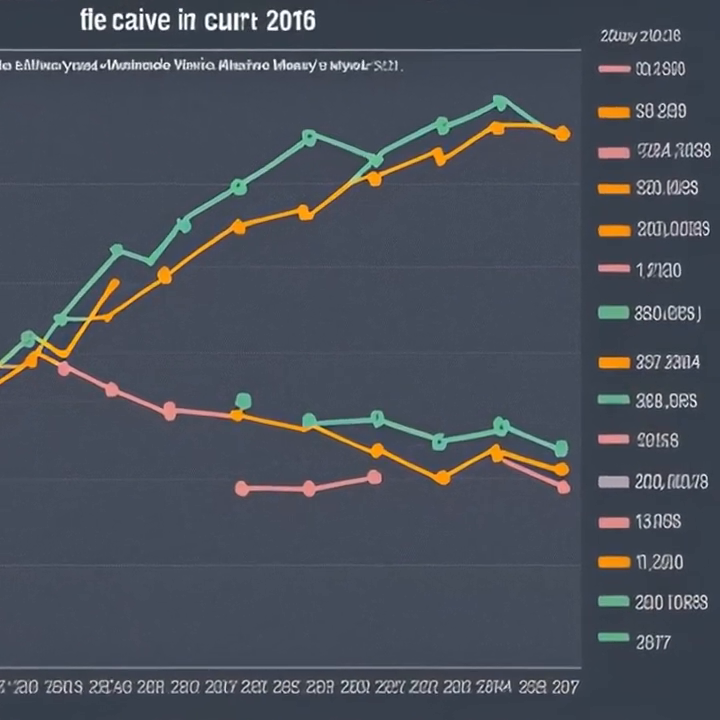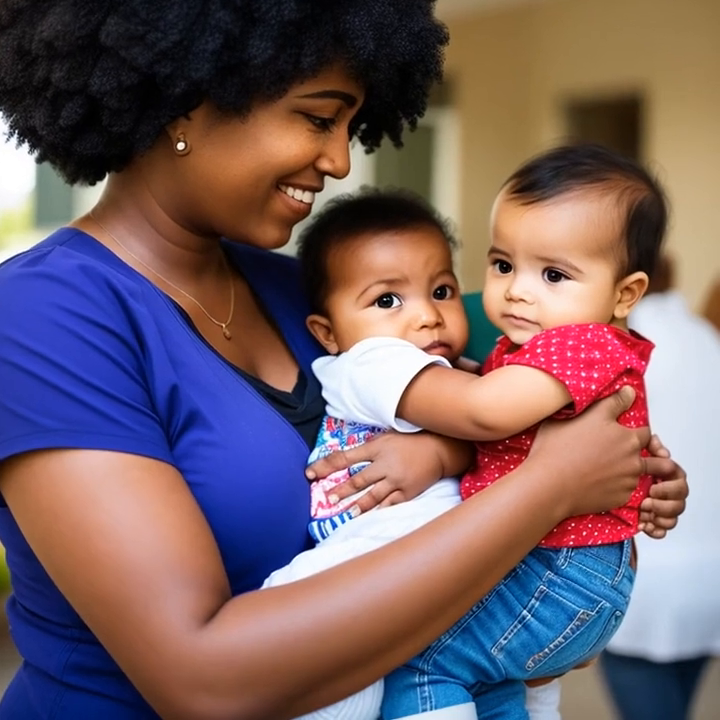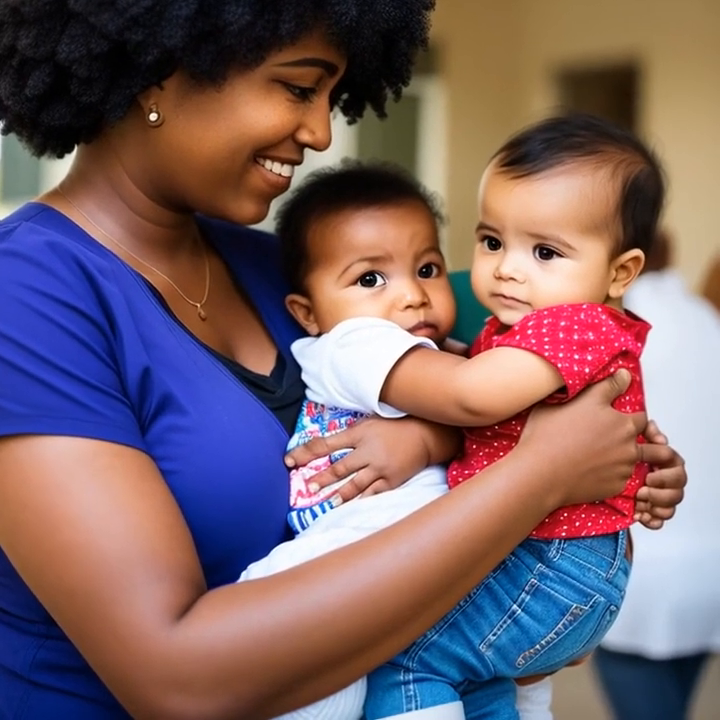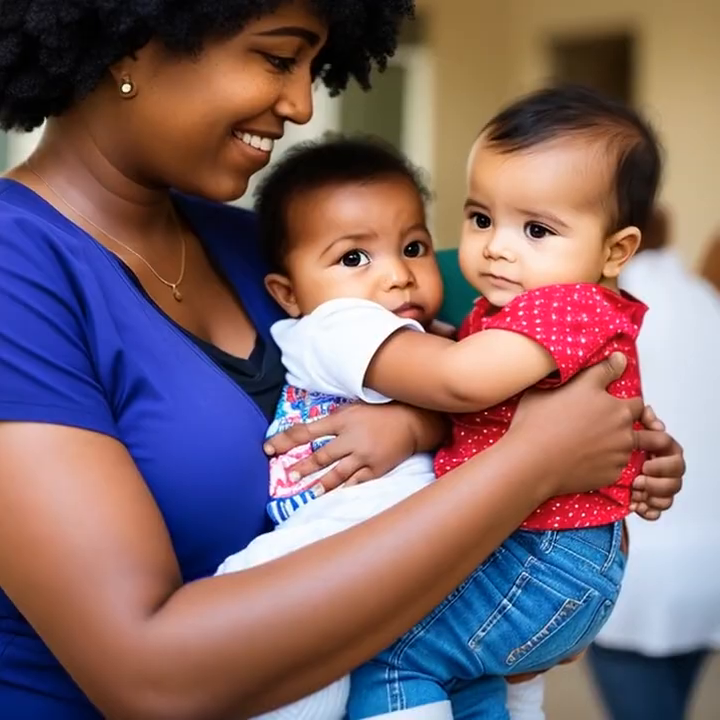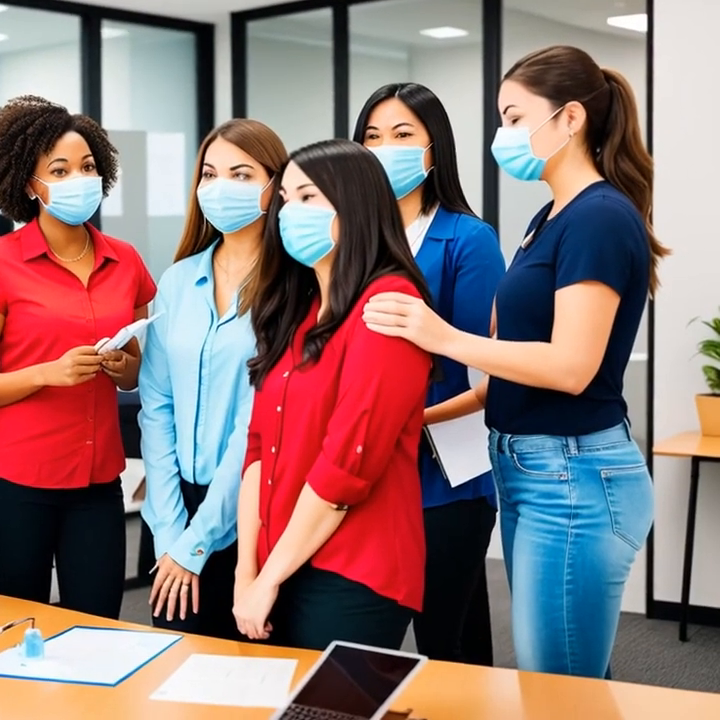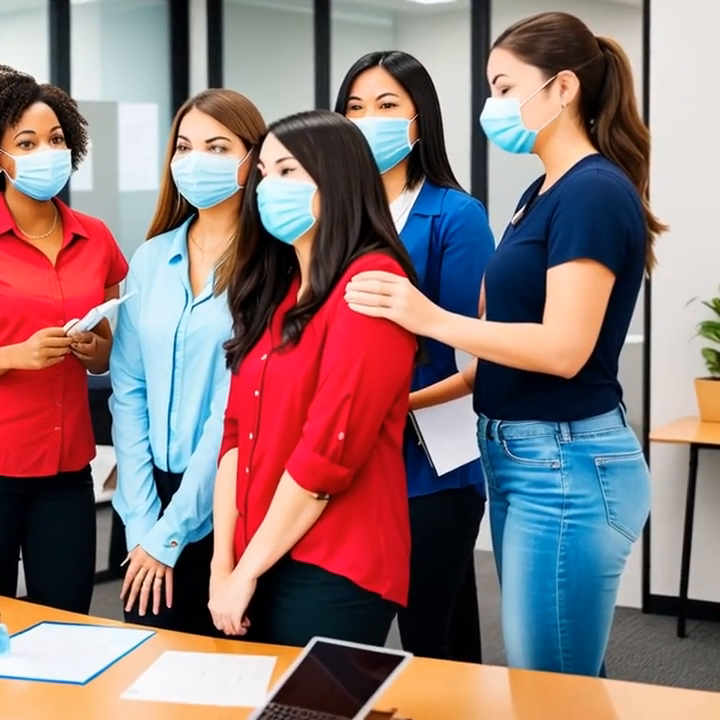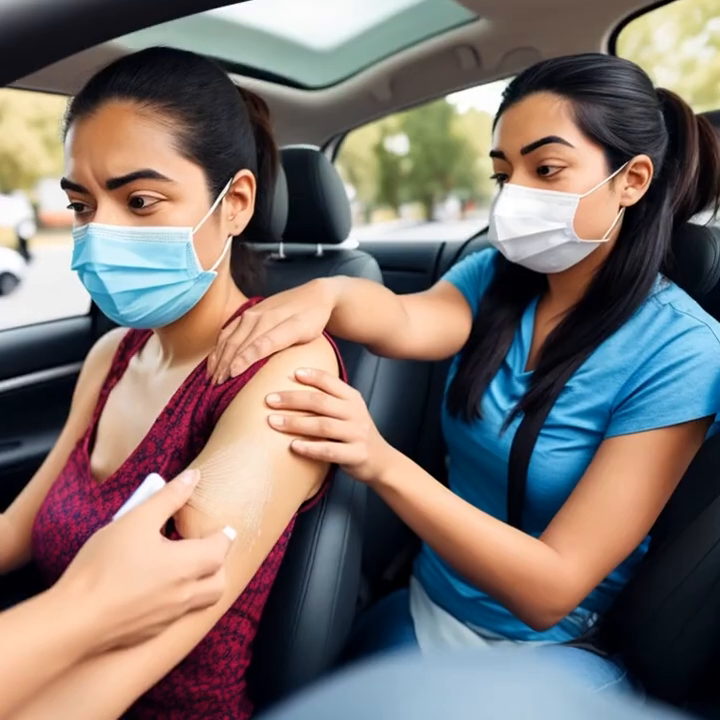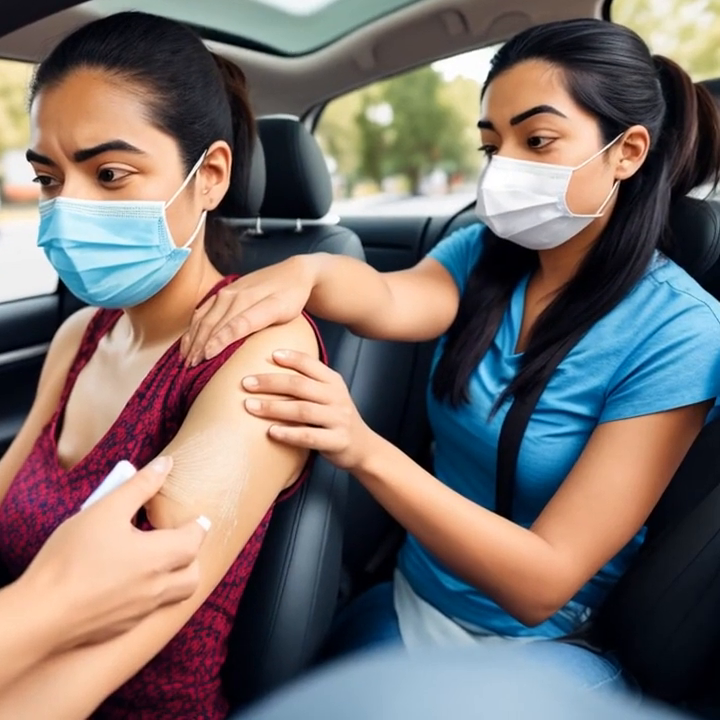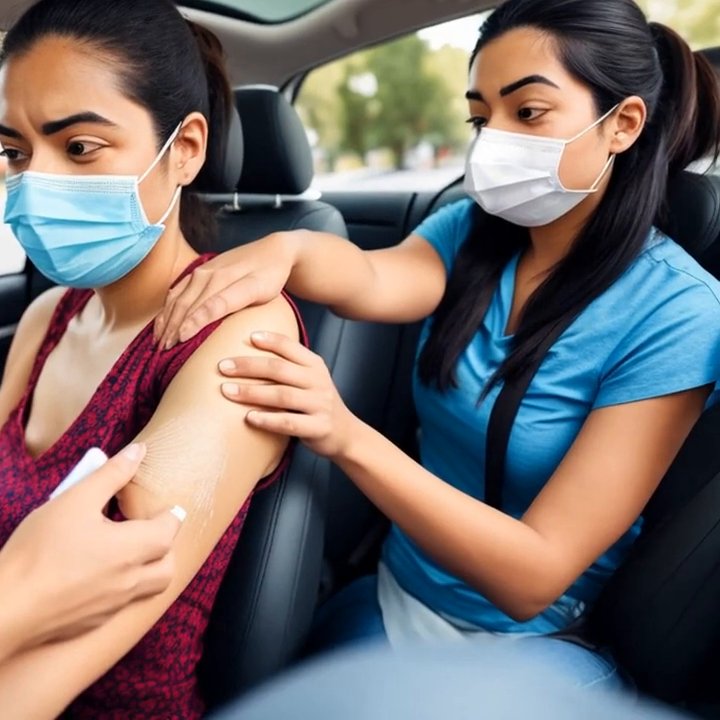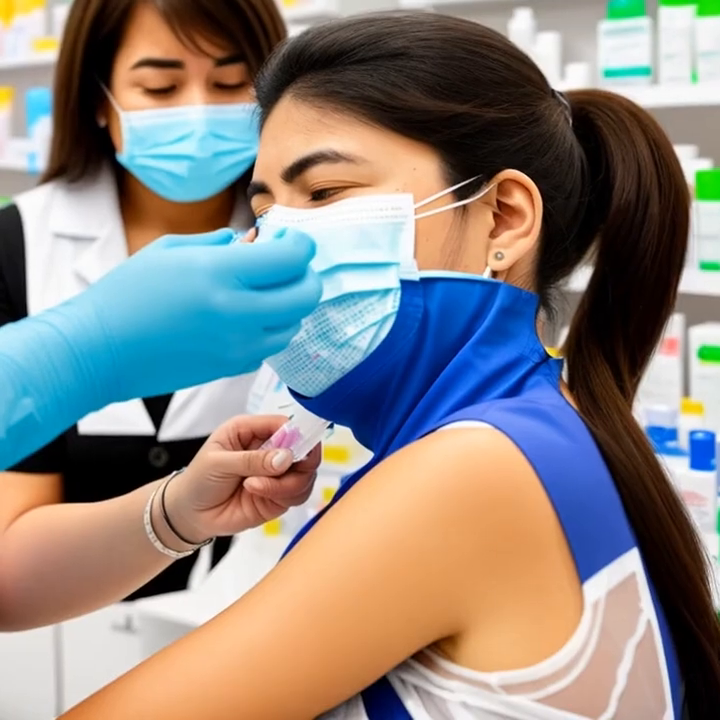Moreover, the flu shot plays a vital role in protecting vulnerable populations, such as young children, elderly adults, pregnant women, and individuals with chronic medical conditions. By getting vaccinated, you're not just protecting yourself, but also helping to prevent the spread of the virus to those who may be at higher risk for severe complications.